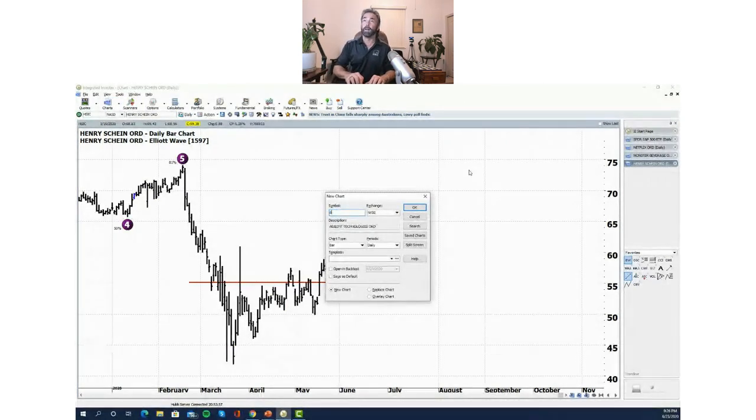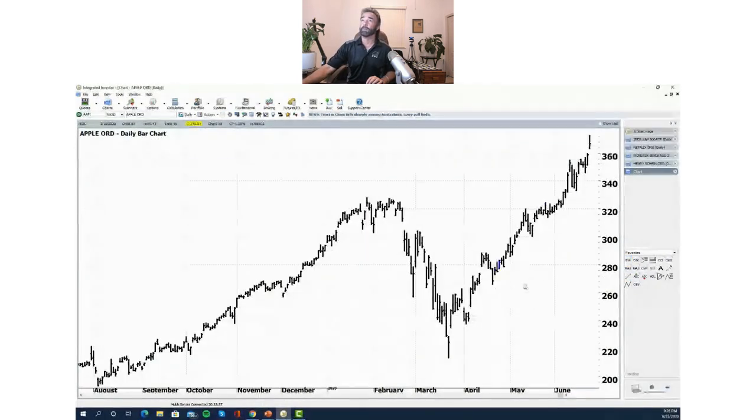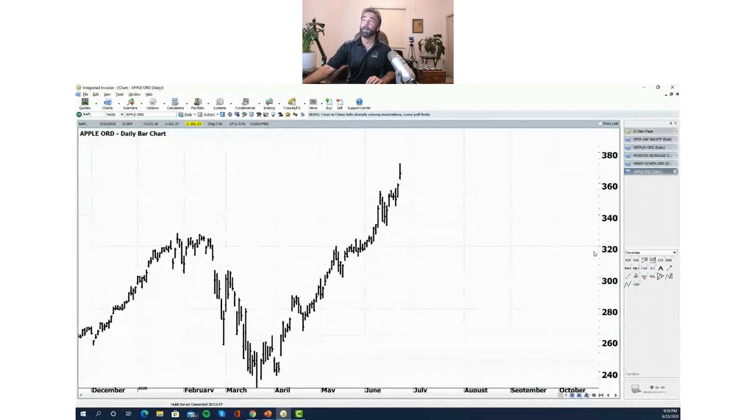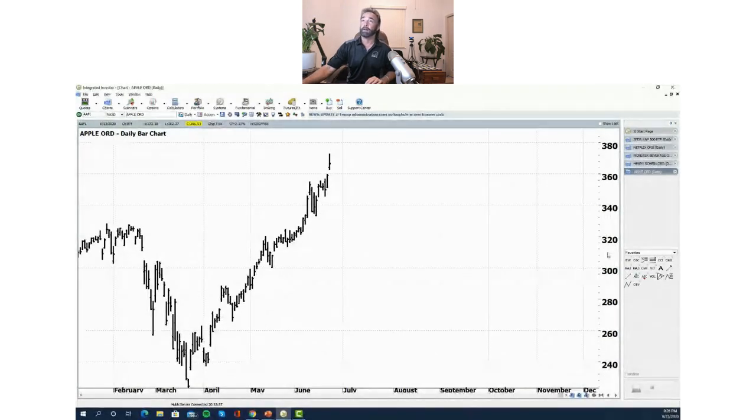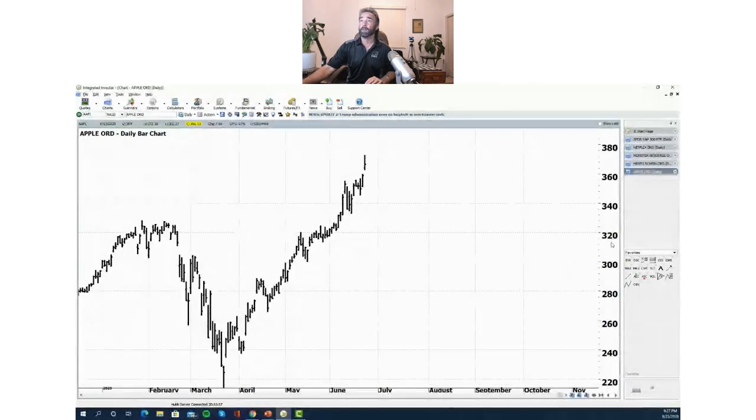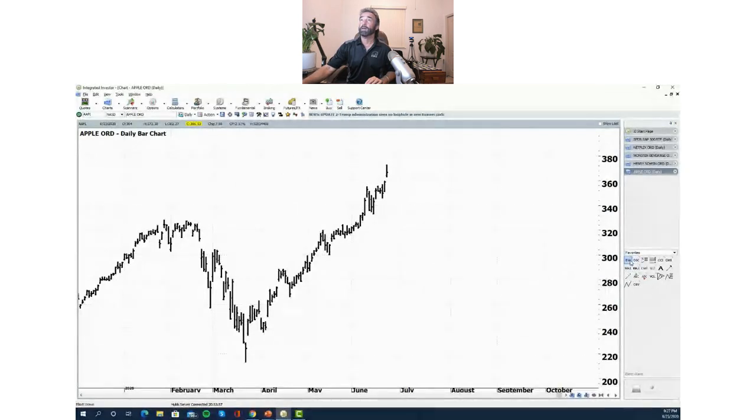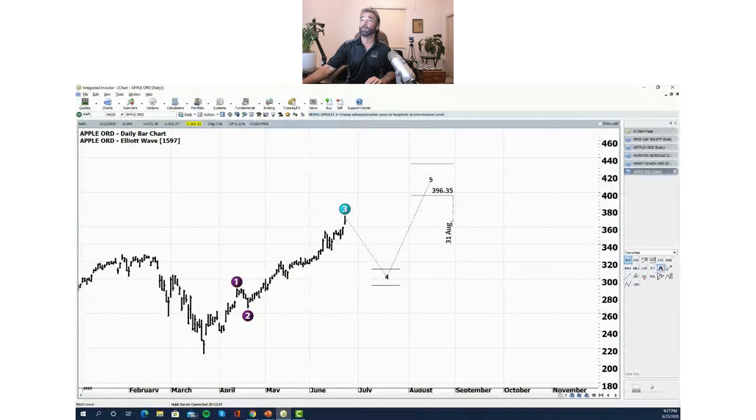And then here, if you followed Apple, which is a no-brainer, obviously, right? If you followed that one, look at that move. So how greedy do you want to be on Apple? It's been basically overbought for quite a while. You look at the Elliott wave pattern, and we're in a wave 3.